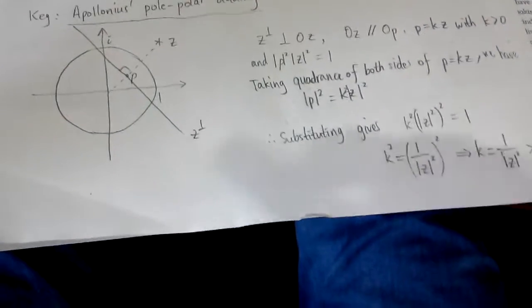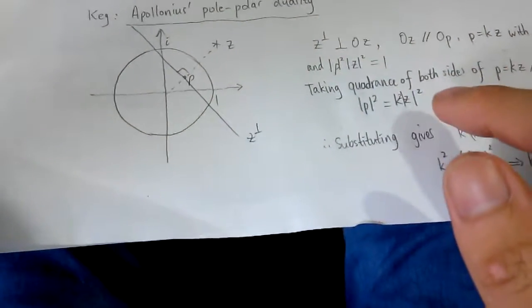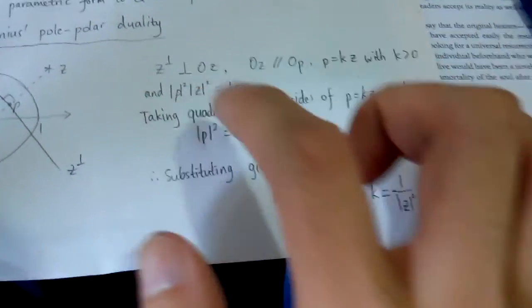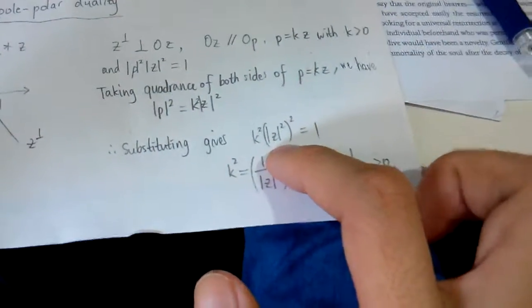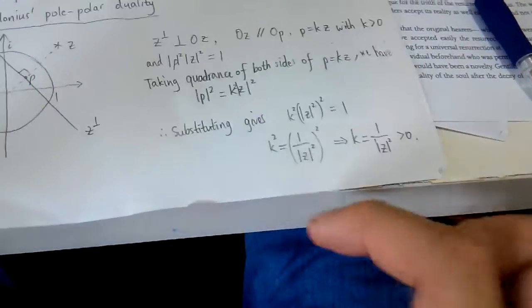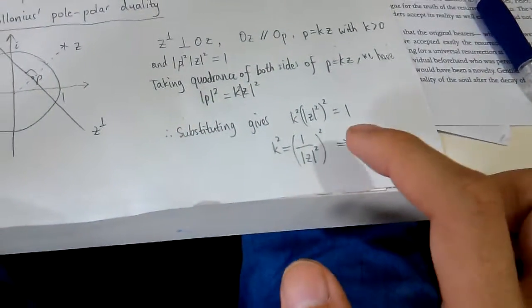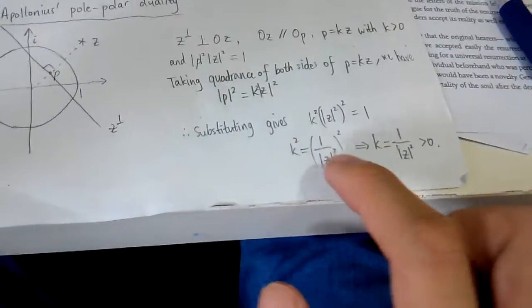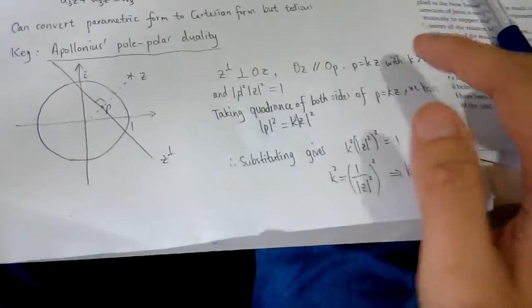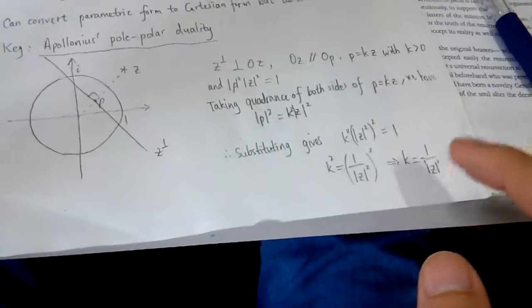K squared times the modulus of z, and then I can substitute this into this equation. So I have k squared times the modulus of z squared equals 1. So k squared equals 1 over the modulus of z squared, which means k either equals 1 over the modulus of z or minus 1 over the modulus of z. But k is positive, so k equals 1 over the modulus of z, which is greater than 0. So this is the polar duality of a complex number.